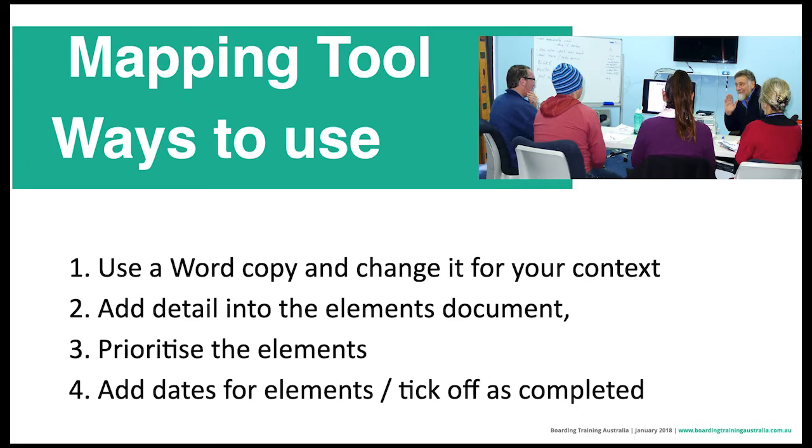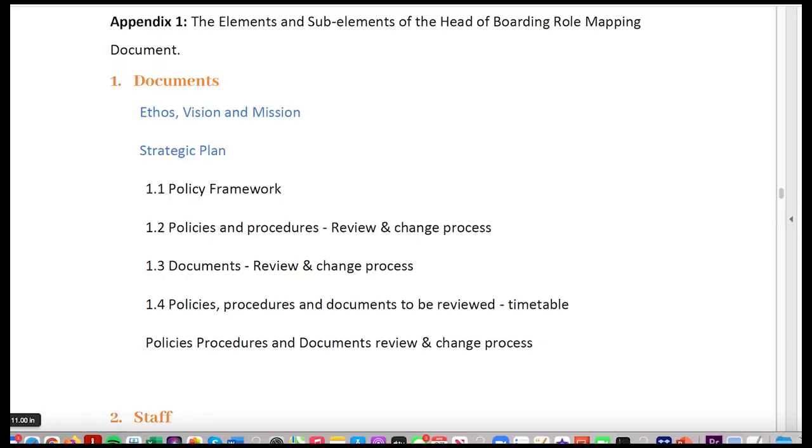So how can you use this mapping tool in your context? Firstly, get a Word copy and then change it for your context. So some of those little blue boxes may not be blue in your particular context. You might have different names for some of the elements. So make those changes, add detail into the elements document, prioritize the elements, and then add dates for the elements, and then just tick off as you complete the different elements and sub-elements. So you put the detail into this document here, into those elements and the sub-elements.